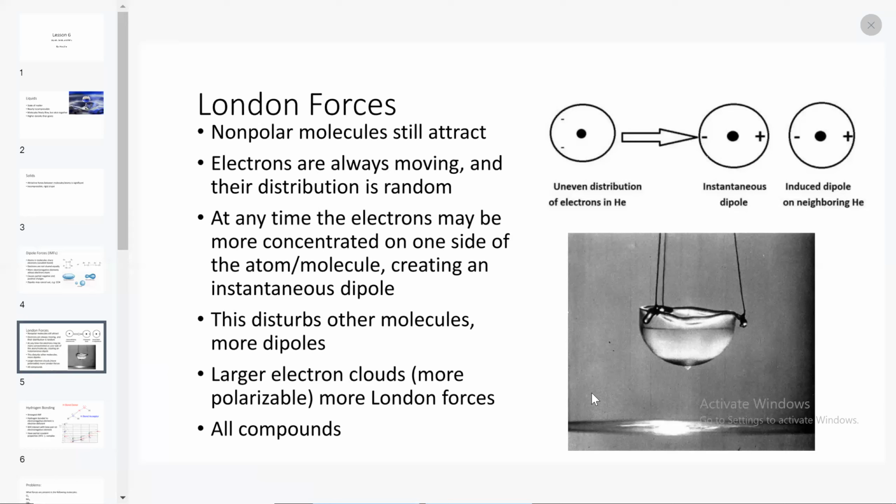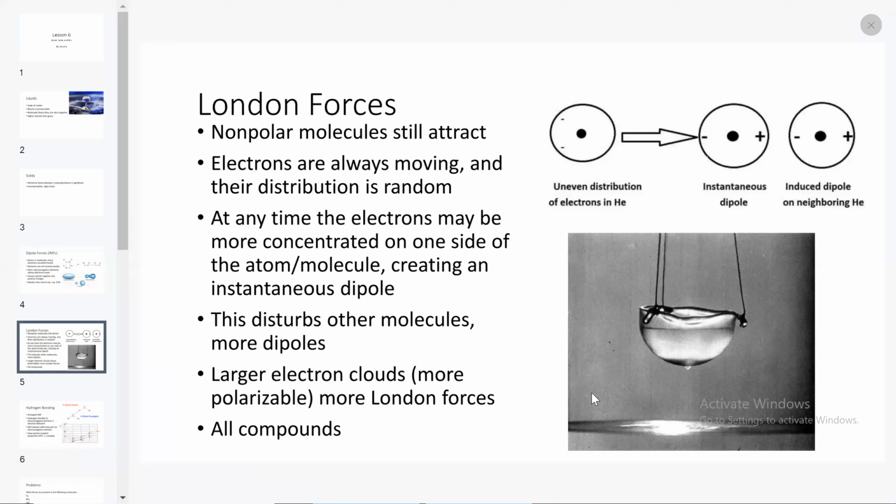Okay. So, as you might imagine, if you have more electrons, a larger electron cloud, then your electrons are easier to move around, right? There's just more of them. So you get stronger London forces. So larger molecules have stronger London forces. And this is called polarizability.